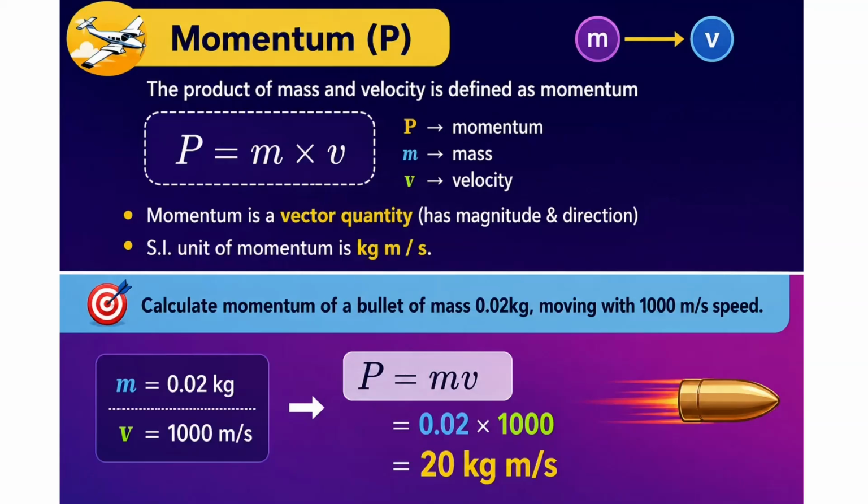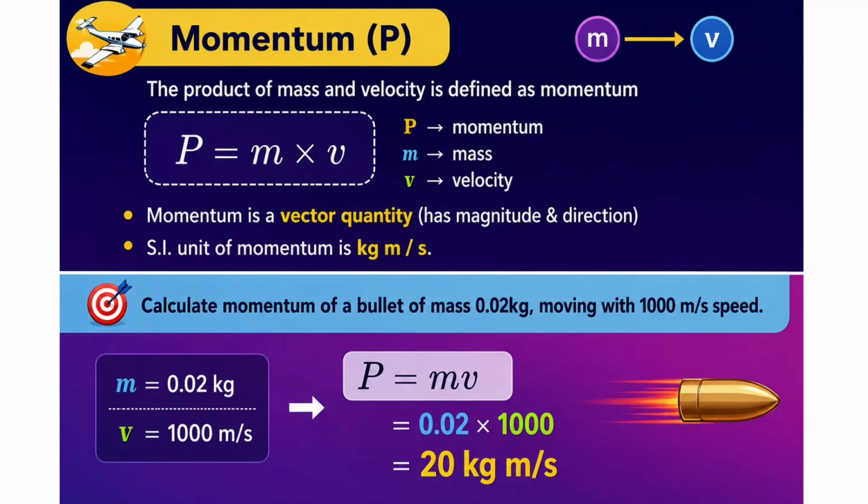Now, we are going to start a fresh and incredibly important topic in this chapter: momentum, denoted by the capital letter P. Think of momentum as the impact or the quantity of motion contained in a moving body. Why is it harder to stop a cricket ball than a tennis ball thrown at the same speed? Or why does a tiny bullet cause so much damage? The secret lies in this one concept. Let's look at the formal definition and formula on the screen.